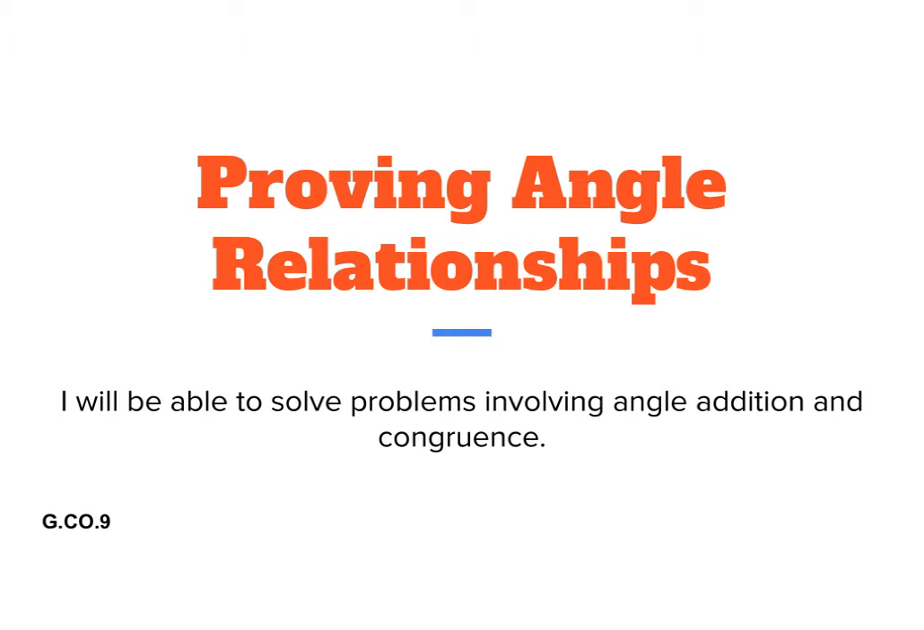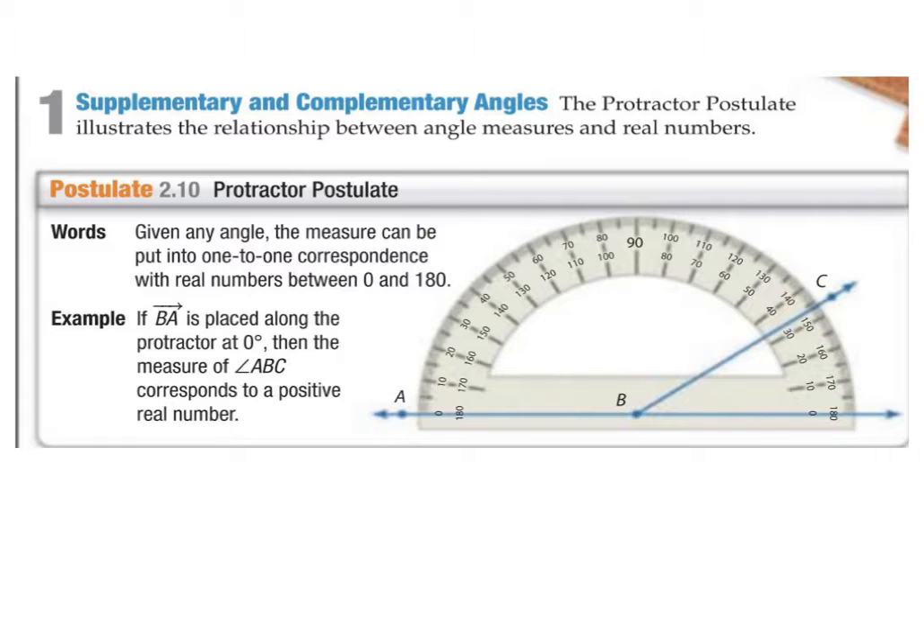Proving angle relationships. After watching this video, I will be able to solve problems involving angle addition and congruence. So first we have our protractor postulate, which basically means we can use a protractor, this mathematical instrument before us, where we can measure angles from 0 to 180. When an angle is 180 degrees, that means that it forms a straight line. Hence, when we hold a protractor next to a straight line, it's 180 degrees.